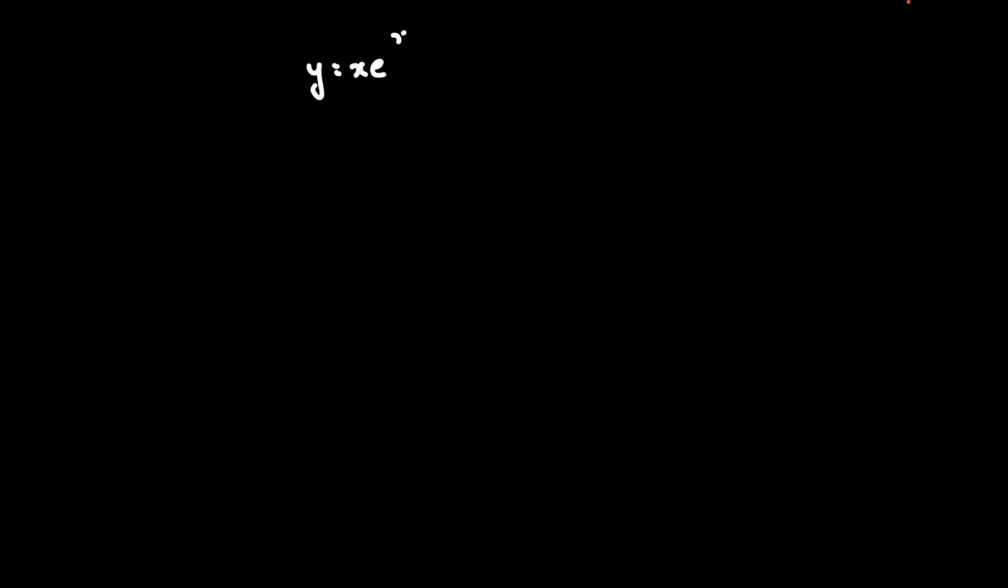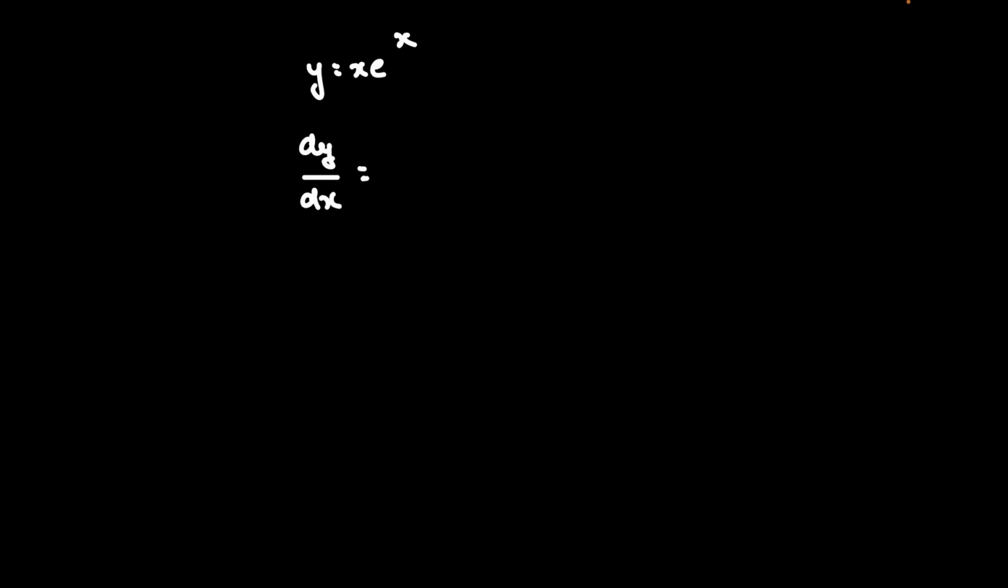Y equals x e to the power of x. To work out the derivative of this first, in the process of trying to work out the stationary point, what we're going to do is use the product rule. And to use the product rule, I have another video, so you can have a look at that.